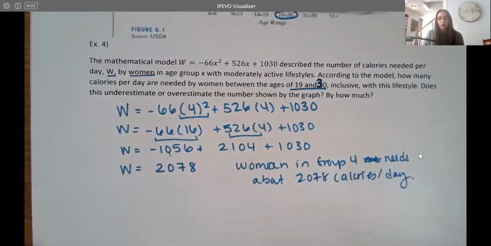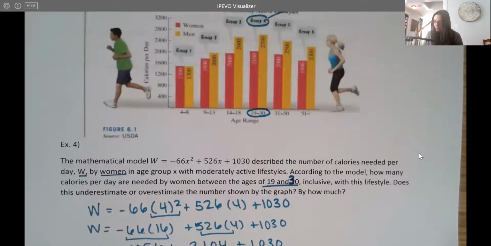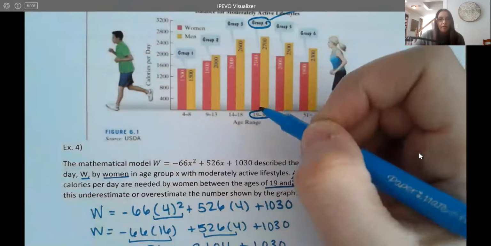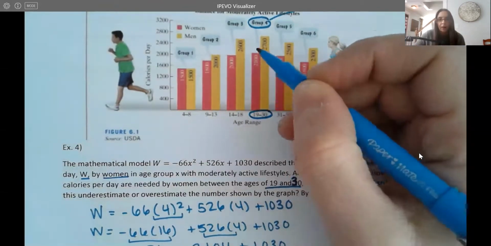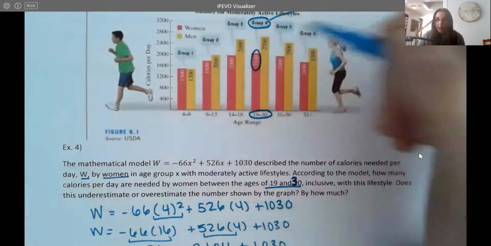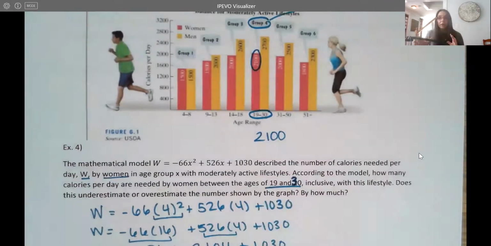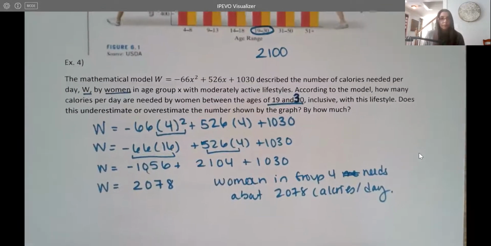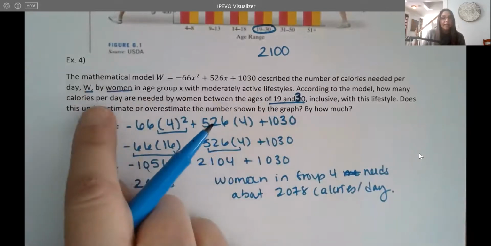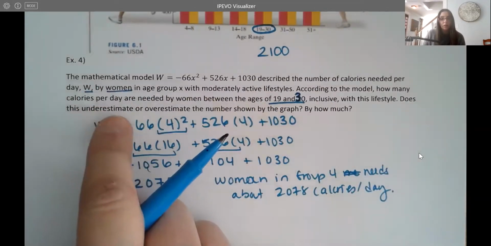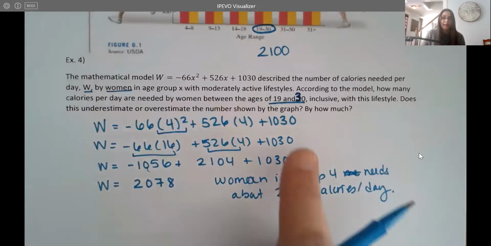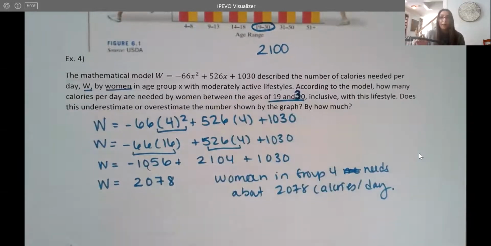And let's look at our graph up here. So if I go back to my graph, then we see the value for women. So women was red, where our age group is right here. It's 2,100. So that's actually a really close value, right? So our model looks pretty good for that bar graph. They match together pretty well here. So technically, it slightly underestimates the number shown, right? Because 2,078 is less than 2,100. But they're very, very close here, right?